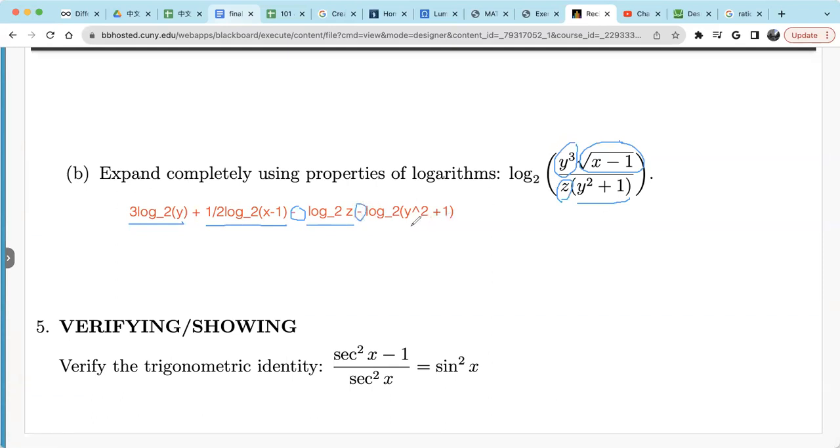Can we split y squared plus 1? No more, no. So y squared plus 1 has to be together. It has to be one term, because it's not a multiplication. If it's a multiplication, we can split into 2 logs. But if it's a subtraction or addition, it cannot be split.